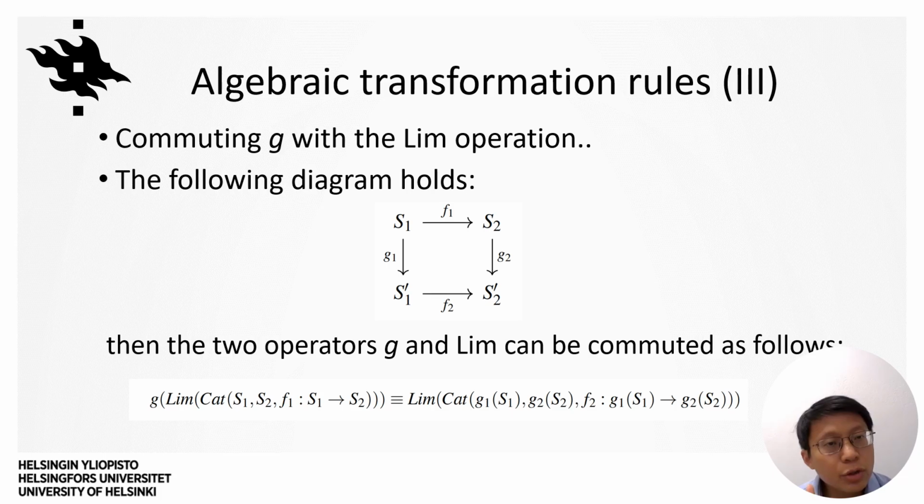In this slide, we show that we can commute some function g with the limit operation. Assume that this diagram holds, meaning that we have a function from S1 to S2 through f1, and from S2 to S2 prime through G2. If f1 followed by G2 is equivalent to G1 followed by f2, then we can change the order of the function g and the limit operation.